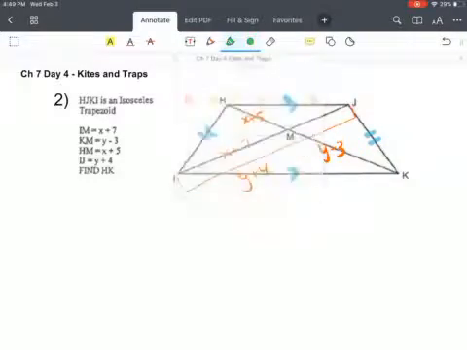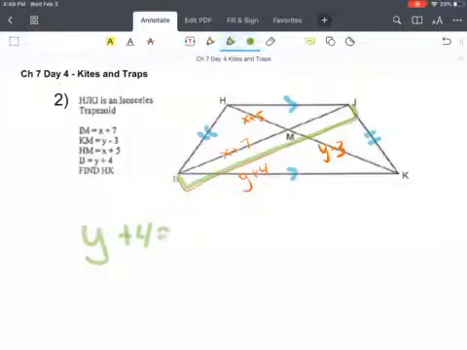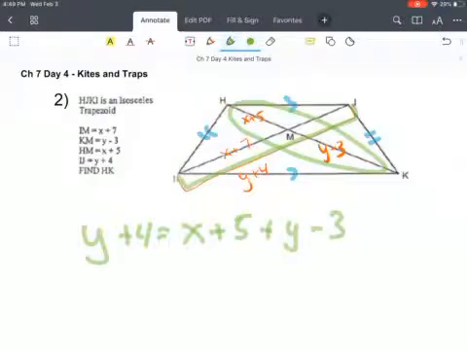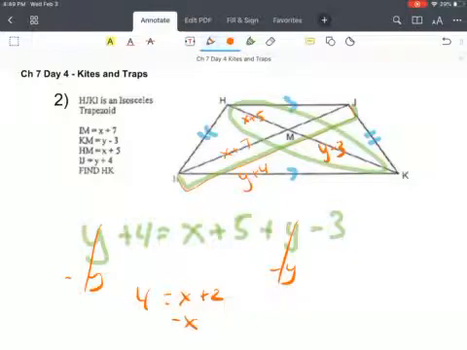In an isosceles trapezoid, the diagonals are congruent, so this whole diagonal, y plus 4, would have to equal the entire other diagonal, which is x plus 5 and y minus 3. So when I simplify this one, I subtract the y on both sides. The y's actually cancel, and I get 4 equals x plus 2. And I get x equals 2.